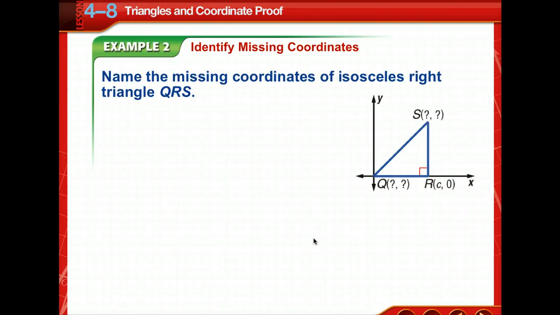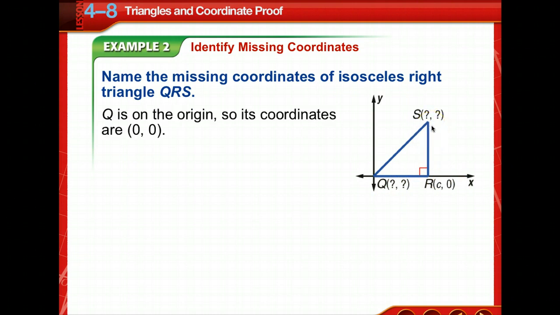Now we're going to identify missing coordinates. Name the missing coordinates of isosceles right triangle QRS. So let's look at this for a moment. Where do you think Q would be? If R is C, 0, how would we label S? Well, since Q is on the origin, we know it's 0, 0.